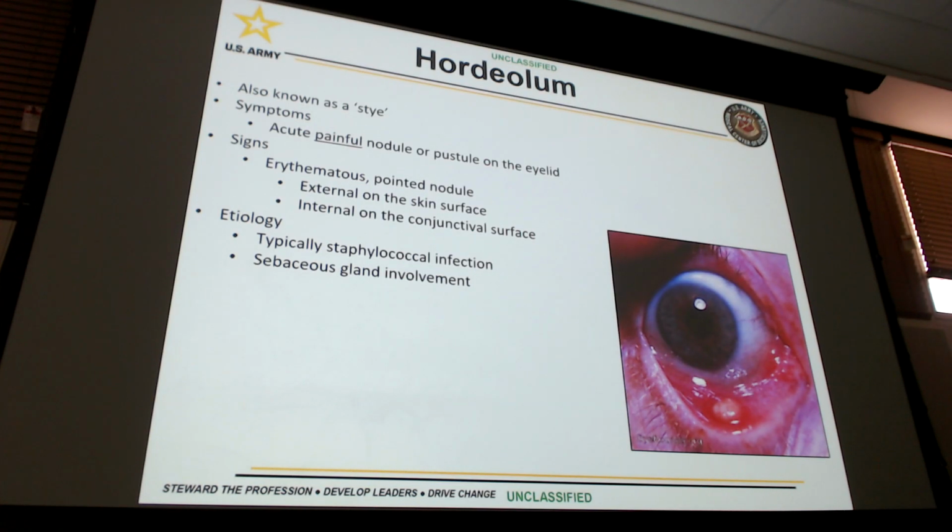A lot of times you'll get a hordeolum because the meibomian glands have gotten clogged up. And before they clogged, staph bacteria got inside of the meibomian glands and then replicated and started to fester in there, causing the bump. Okay? And anytime you have an active infection, there's going to be pain. So an acute painful bump, hordeolum, it hurts.